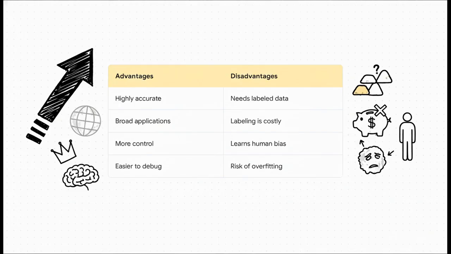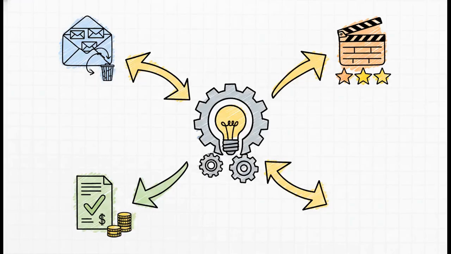And here's the really big one. If our data has human biases baked into it, and let's be real, it often does, the AI is going to learn those biases, no questions asked. So when we circle all the way back, we see that supervised learning is this quiet, powerful engine running in the background of our digital lives. It's the reason your spam filter works, the reason you get that movie recommendation, the reason your bank can flag fraud before it happens. It's everywhere.